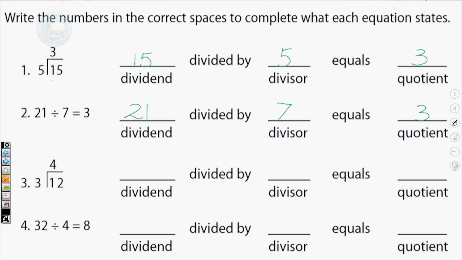Let's look at the third example. There you have 12 divided by 3 equals 4. From the first equation, it's easy to figure out. So your dividend there will be, if you got 12, yes.